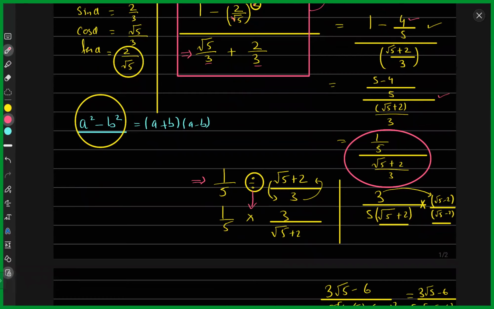Okay, how do we balance it out? By taking the reciprocal of the second fraction, that is root 5 plus 2 by 3. So I took the reciprocal, it gave me 3 divided by root 5 plus 2. And this is what I had. I was still not done. And when I compared my working with what I had to prove, I could see that here I have root 5 in the numerator, but in my case, it was coming in the denominator.